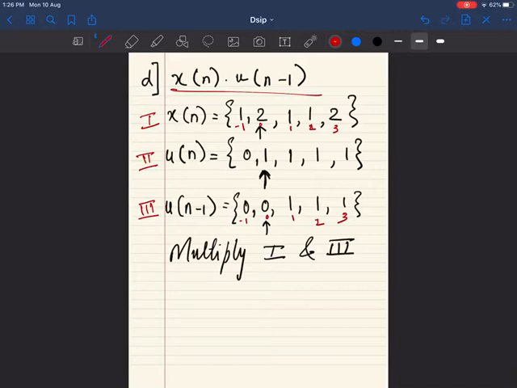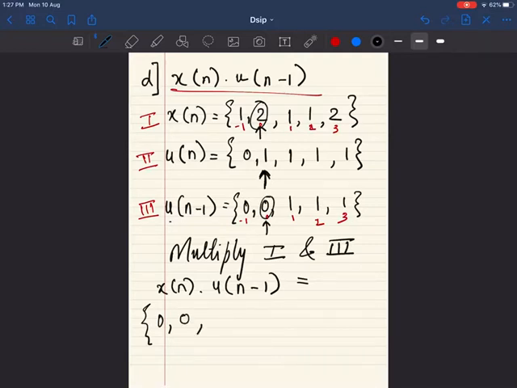I'll just write this over here: x of n into u of n minus 1 is equal to, at -1 my x of n is 1 and my u of n minus 1 is 0. So 1 into 0 is 0. At 0 my x of n is 2 and my u of n minus 1 is 0. 0 into 2 is 0.